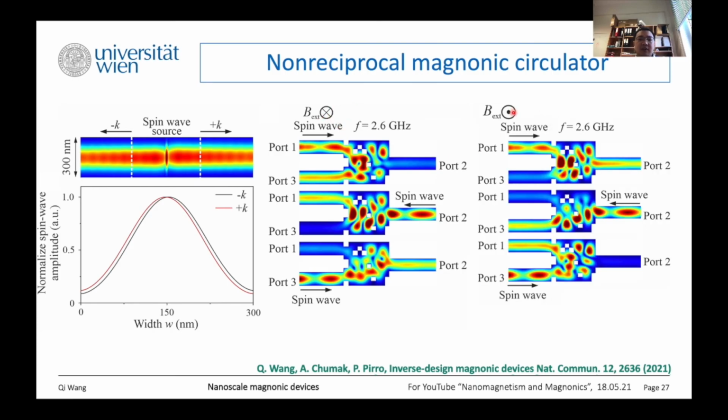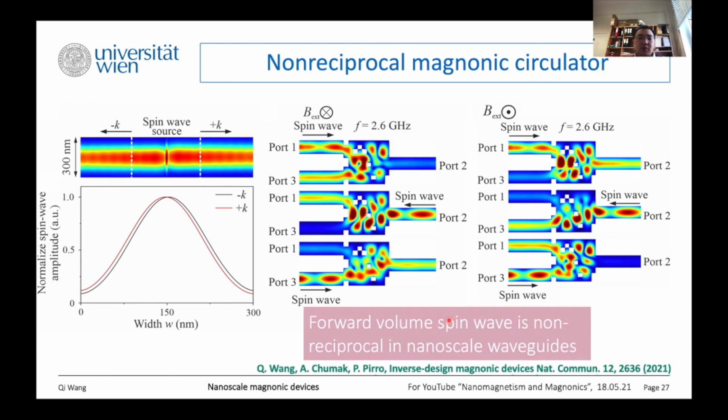Following this idea, we just switched the direction of the external field. Here it points out, here it points in. As we expected, the circulation switches. Before it was 1, 2, 3, 1, but now it's 1, 3, 2, 1. So this is really caused by the intrinsic non-reciprocity of the forward volume spin wave in nanostructures. The computer designed a complex structure to somehow accumulate the very weak non-reciprocity to realize this circulator. So the forward volume spin wave is non-reciprocal in nanoscale waveguides.